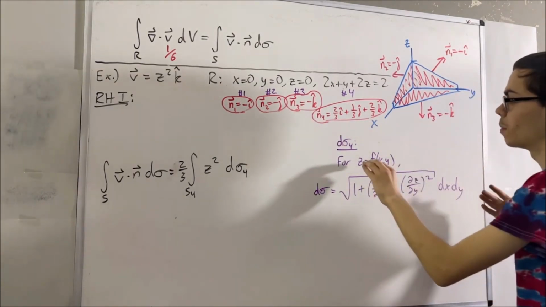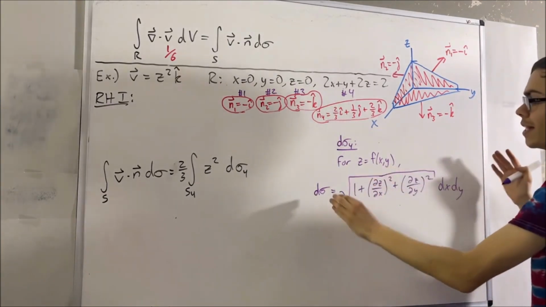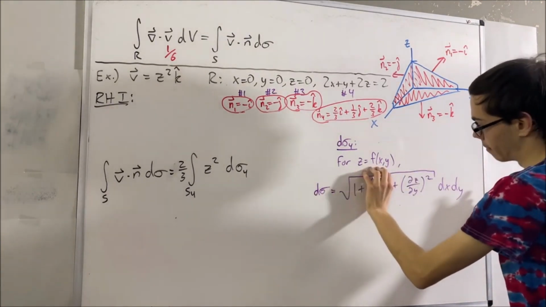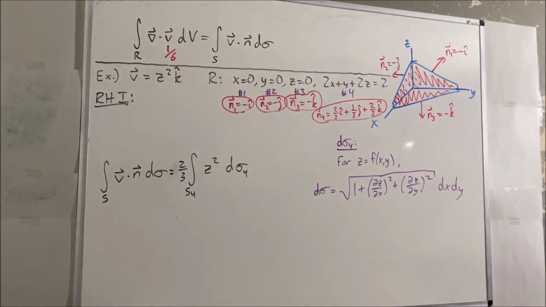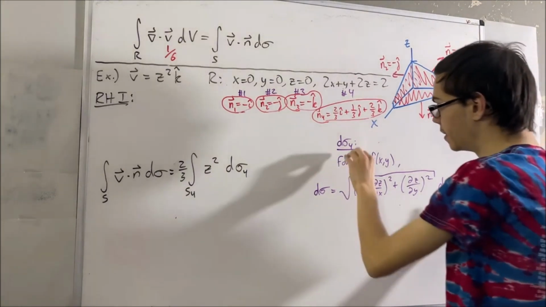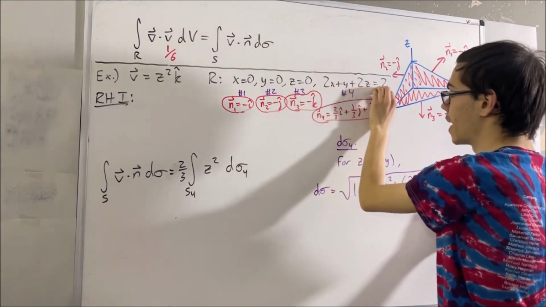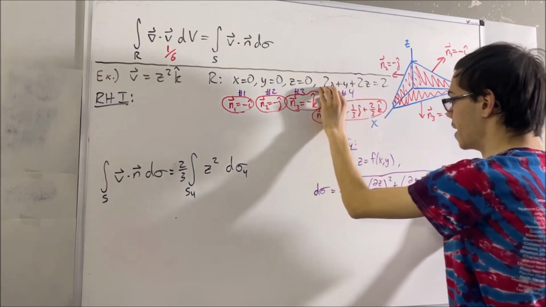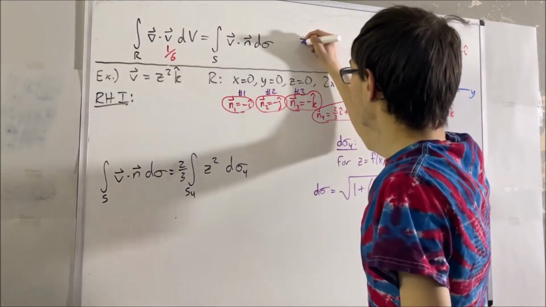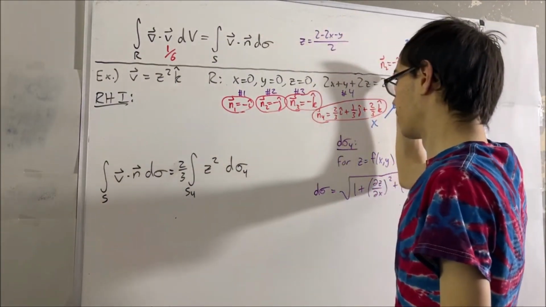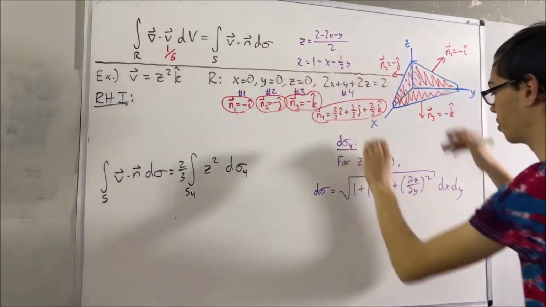For anything that's in the form of z equals f of x comma y, you can calculate the surface element for this thing. It turns out it's equal to this. In this particular case, dσ4 comes from this plane. And we can re-express this equation in the form of z equals f of x comma y. In fact, we did this before. We got this. And then we could rewrite this as, because this is going to help us calculate the partial derivatives.